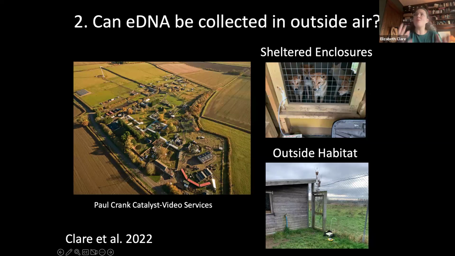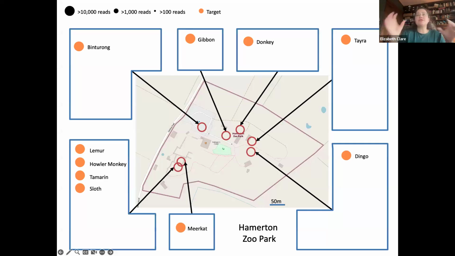And zoos are wonderful because you know where everything is. They're all non-native species, which are confined to certain specific areas. So we know where they should be on the map. What does DNA tell me? And so I walked around the zoo taking samples inside enclosures and outside in their habitat where they can walk around. And this is just a sort of top-down view of the zoo.